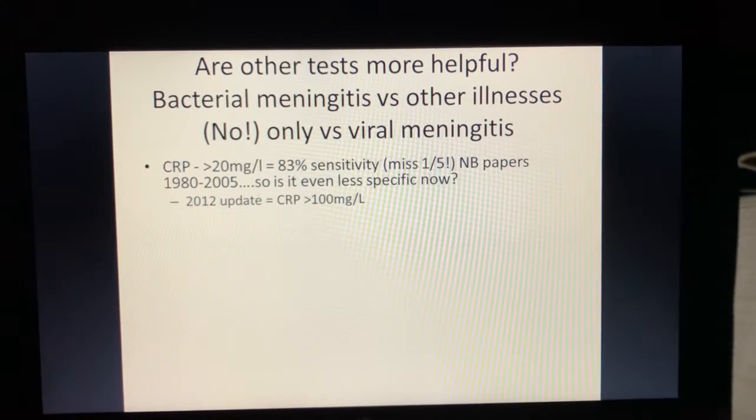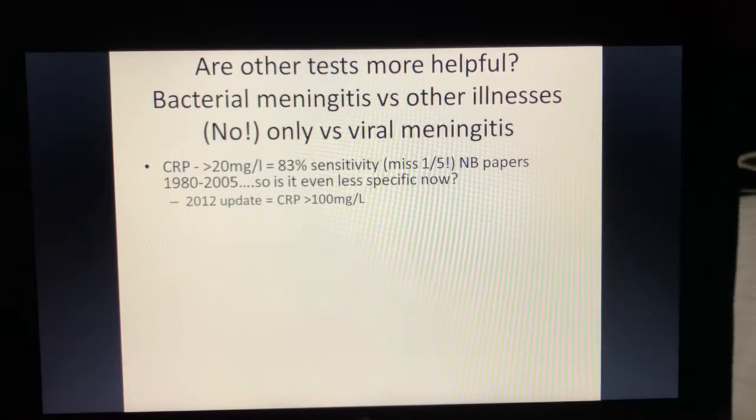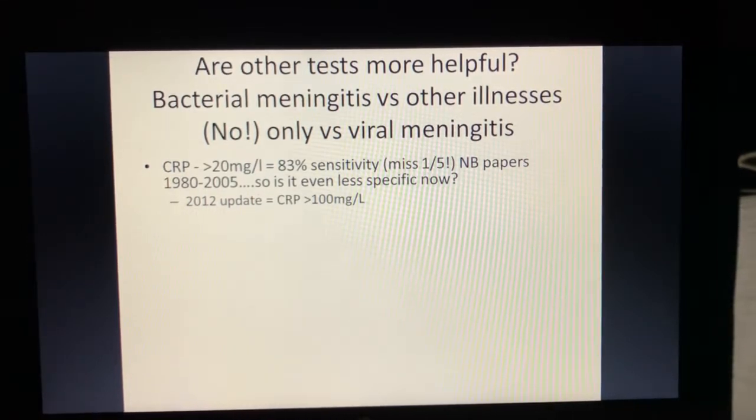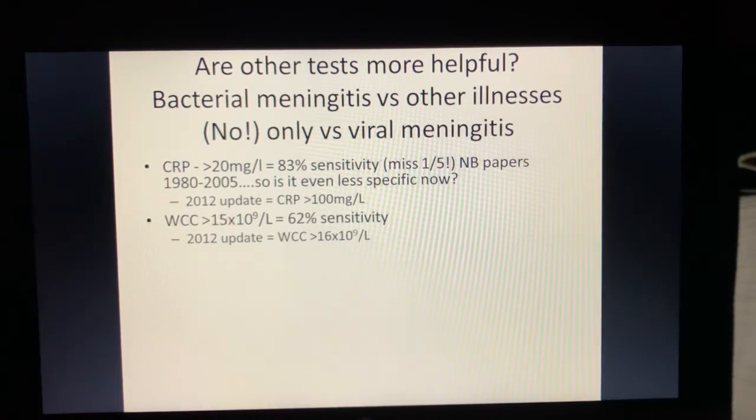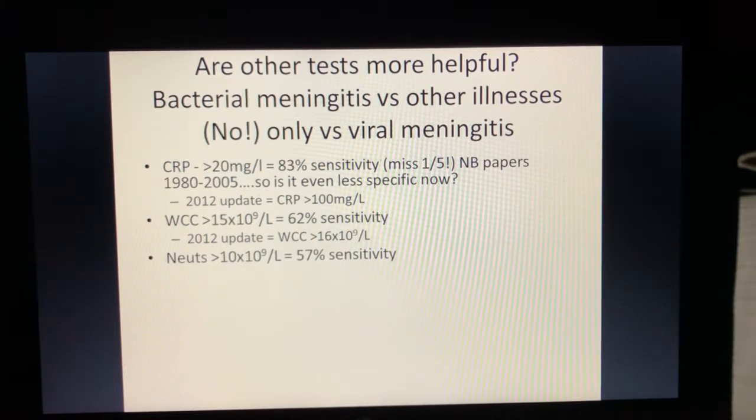Now, the 2012 NICE guideline update suggests using a cutoff of CRP of 100, which is interesting. And if we're going to also, together with that, use white cell count, then the 2012 update suggests a white cell count of greater than 16 as the cutoff value, but greater than 15 only has 62% sensitivity. And when we look at neutrophil numbers, the sensitivity isn't really that much greater.